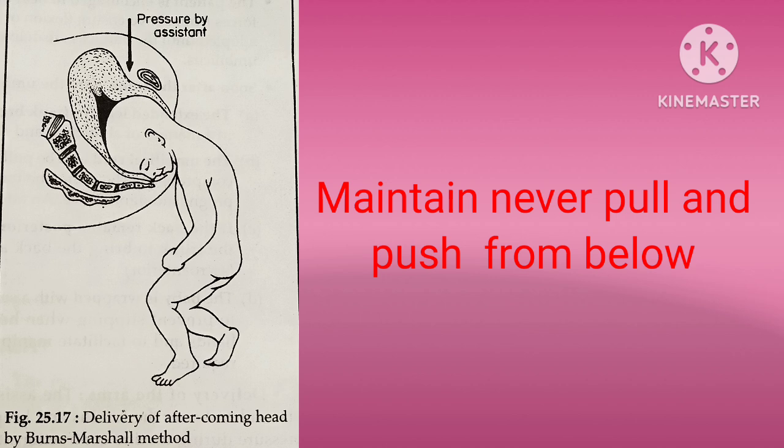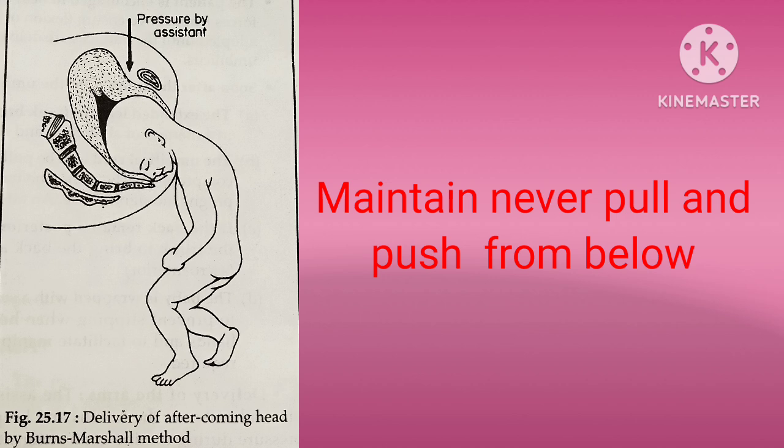So delivery of the aftercoming head, this is the most crucial stage of the breech delivery. The time between the delivery of umbilicus to delivery of mouth should preferably be 5 to 10 minutes. There are various methods of delivery for the aftercoming head. Each one is quite safe and effective in the hands of an expert conversant with that particular technique. But here today I am going to talk only about two methods, that is Burns-Marshall method and another one is molar flexion and shoulder traction method.